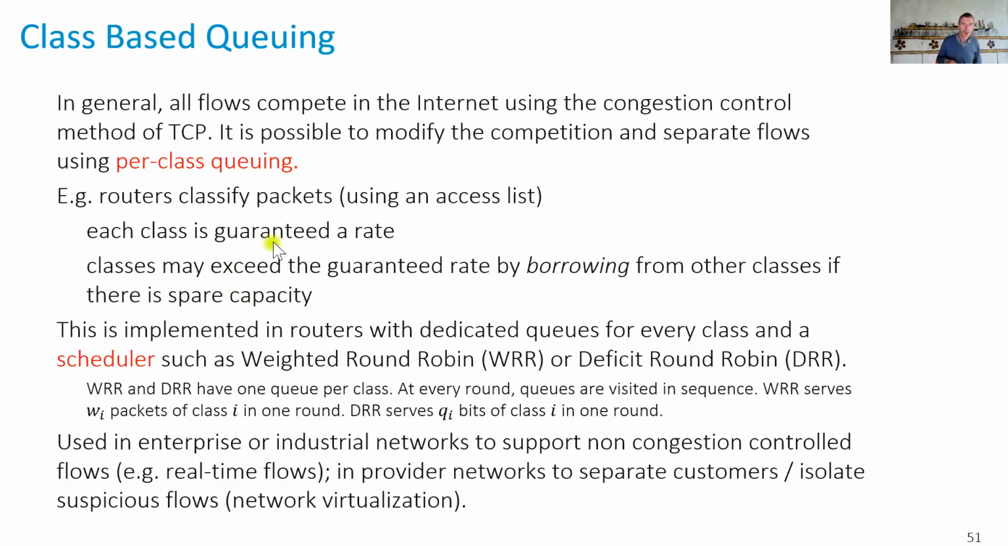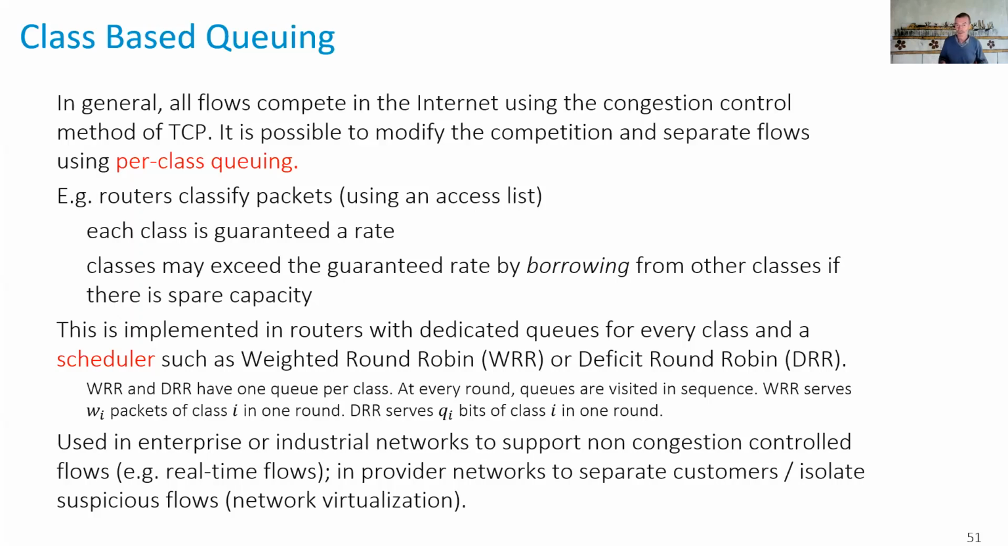Then, within routers, we can put a queue for every class, and every queue will have a guaranteed rate. This is implemented, for example, very typically with deficit round robin. Deficit round robin is very similar to weighted round robin. Weighted round robin is something very simple. Weighted round robin is a scheduling policy that is used practically everywhere in servers.